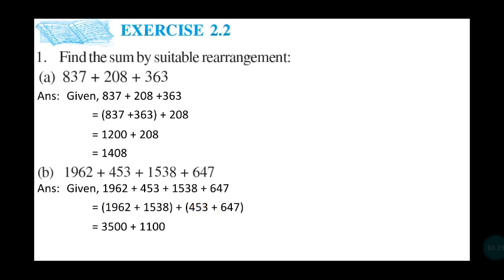3500 plus 1100. This addition you have to do in your CW book, right? Okay, so you will get the answer like this. Now the addition of these two numbers is very easy. 4600. So likewise, we can find the answer using rearrangement.